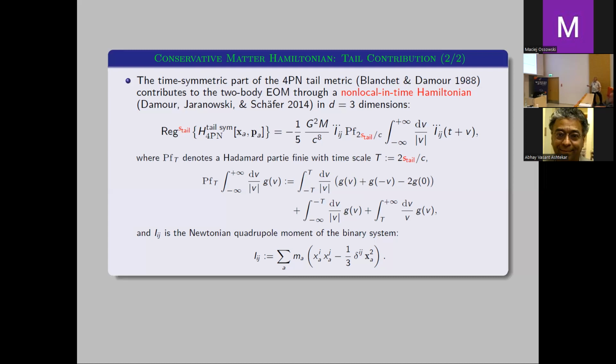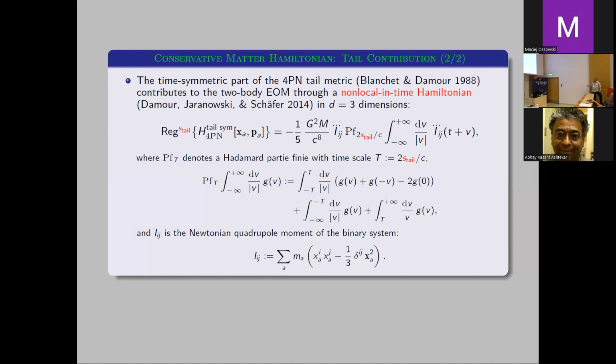Here, I_ij is just the Newtonian quadrupole moment of the binary system defined here. Triple dot means just the third time derivative of this. But as you can easily see, this integral is divergent at v equal to 0. So you have to use the Hadamard partie finie procedure. And this is the definition of how to do this.